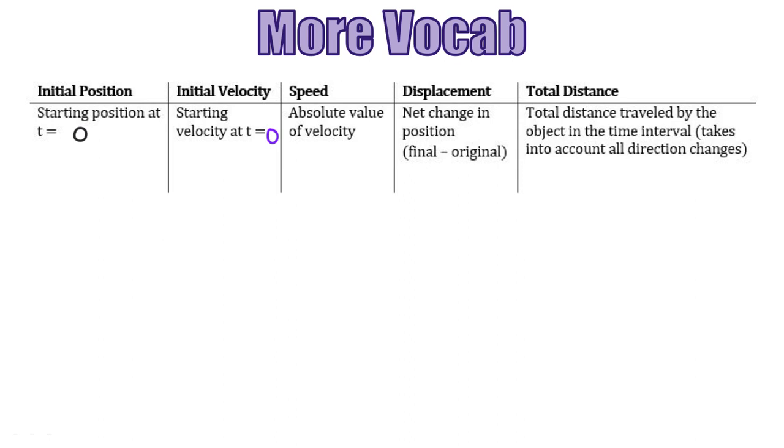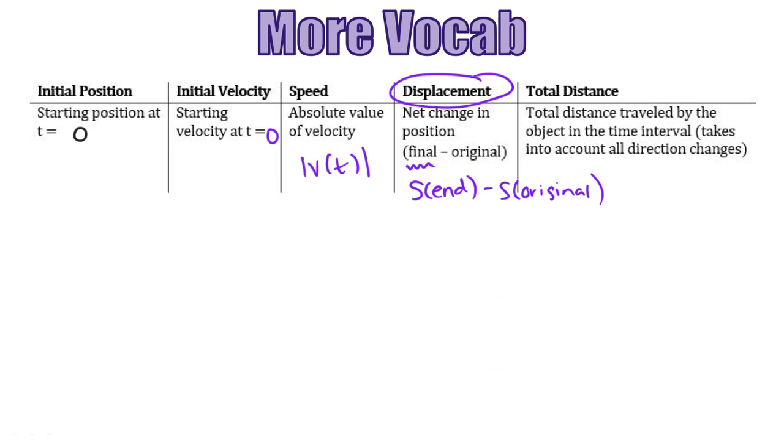The speed is the absolute value of the velocity. So if it happens to be that our velocity is -2, then our speed would be +2. You're just going to take the absolute value of the velocity that we're talking about. The net change is the ending position minus the original position. That would be our displacement.